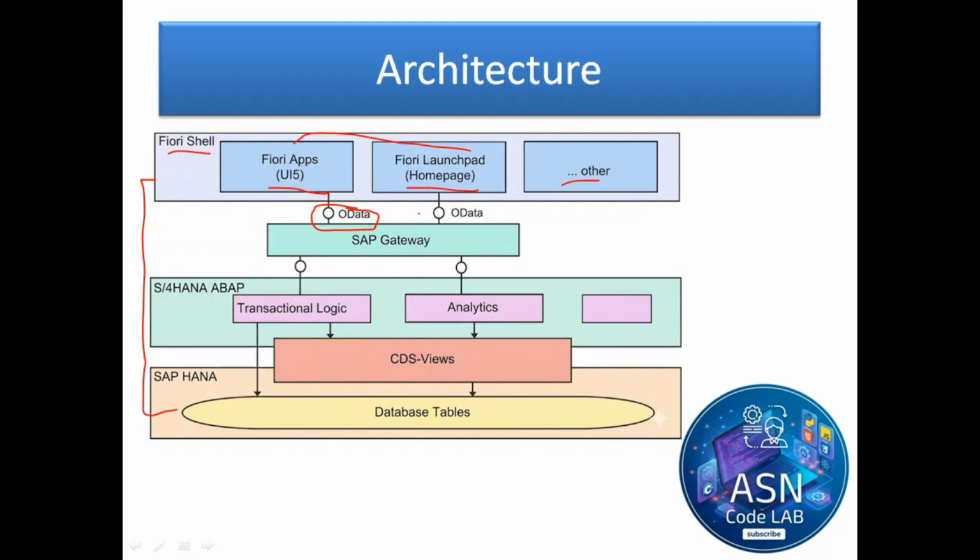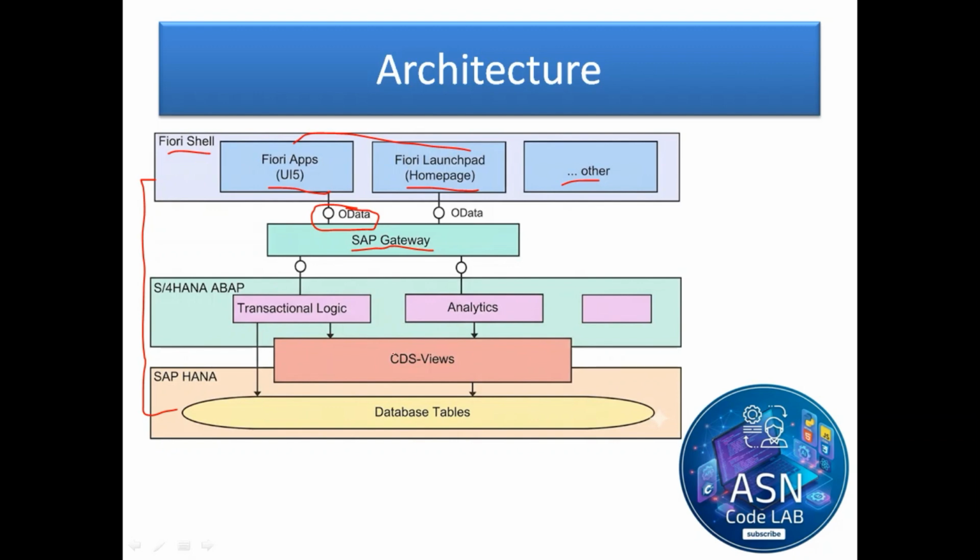OData service is a standardized protocol to exchange data between the front end and the back end. These OData calls are handled by our SAP Gateway, which serves as a bridge between front end and back end. The gateway exposes backend functionality as RESTful OData services, translating HTTP requests from the UI into calls that the backend ABAP system can process. It ensures decoupling between the UI and the business logic, making the system more flexible and scalable.